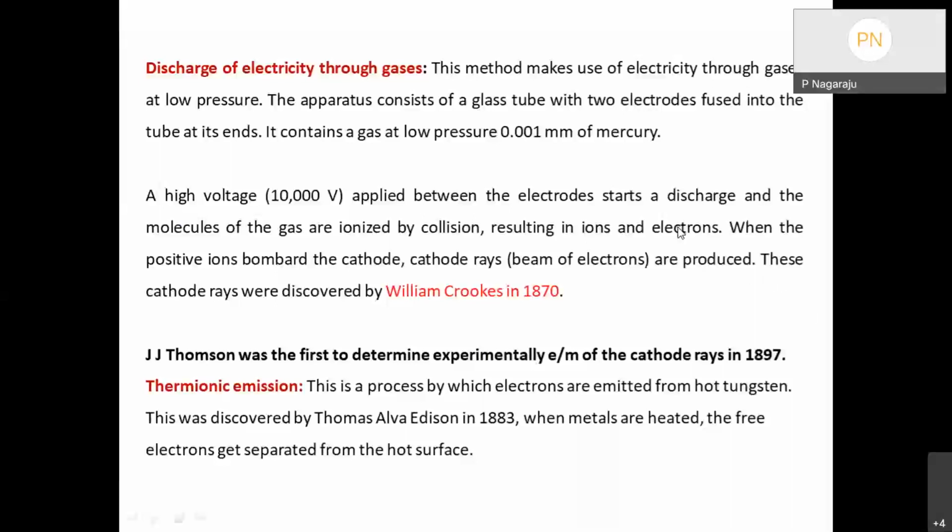Let us say, instead of using the word electrons, negatively charged particles, and positive ions bombard the cathode. Cathode rays, in other words, beam of electrons, are produced, and these cathode rays were discovered by William Crookes in the year 1870. And before 1897, it doesn't mean that the electron was not there earlier to 1897. It was there, but J.J. Thomson was the first scientist to determine experimentally e by m of the cathode rays. It was in the year 1897.